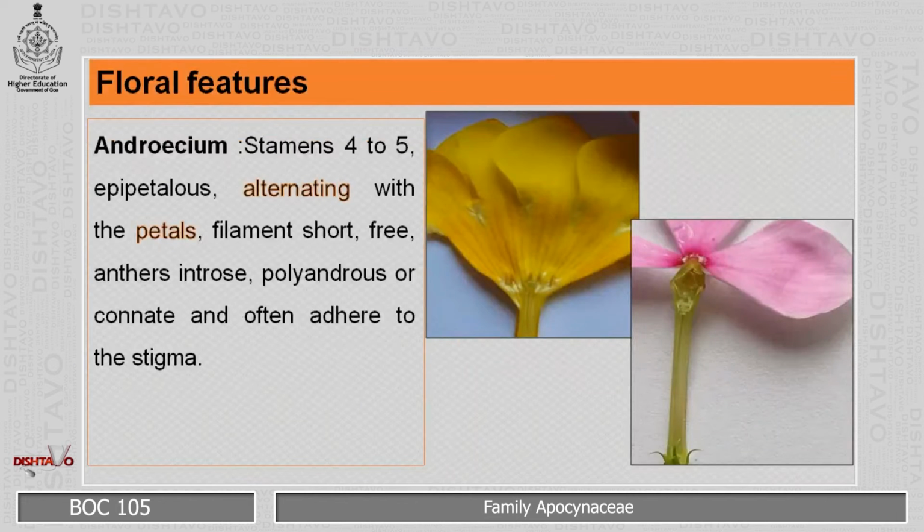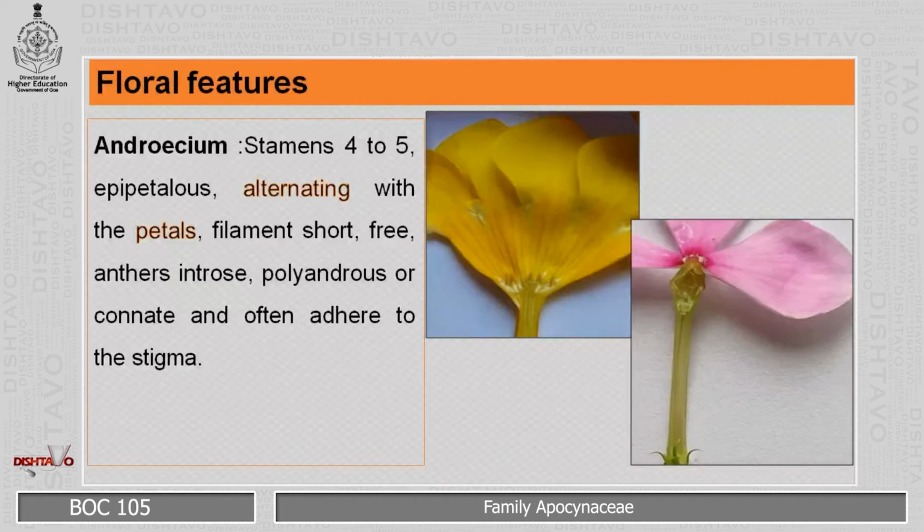Now going to the third whorl of the flower, that is the androecium. Androecium is made up of stamens, and each stamen is made up of an anther and a filament. So here we have 4 to 5 stamens which are epipetalous. That is very important to know. What's the meaning of epipetalous? Epipetalous means attached to the petals. If you see in the following picture, you will find the anthers are shown very nicely attached to the petals and they are alternating with the petals.